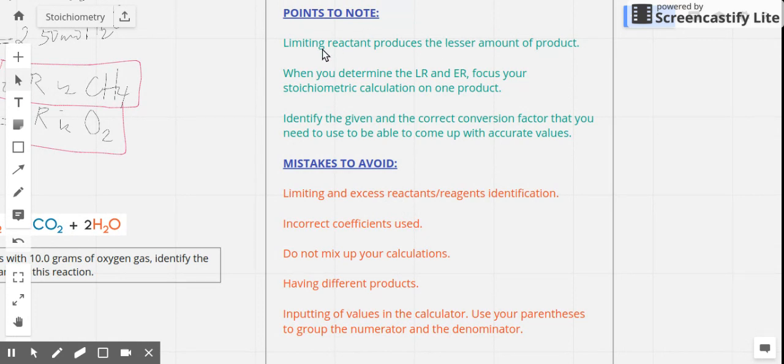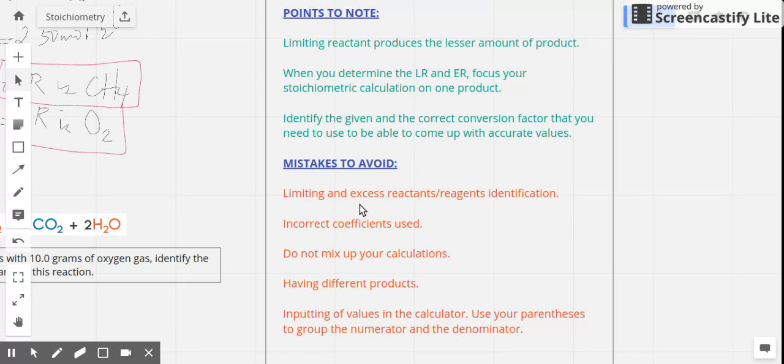Points to note: limiting reactant produces the lesser amount of product always. And when you determine the LR and ER, focus your stoichiometric calculation on one product only so that you can compare one product and the same final unit. And then lastly, identify the given and the correct conversion factor that you need to use to be able to come up with the accurate values. Identify always what unit you're given and identify what conversion factor you need to follow so that you can get the accurate value in the end so you can compare.